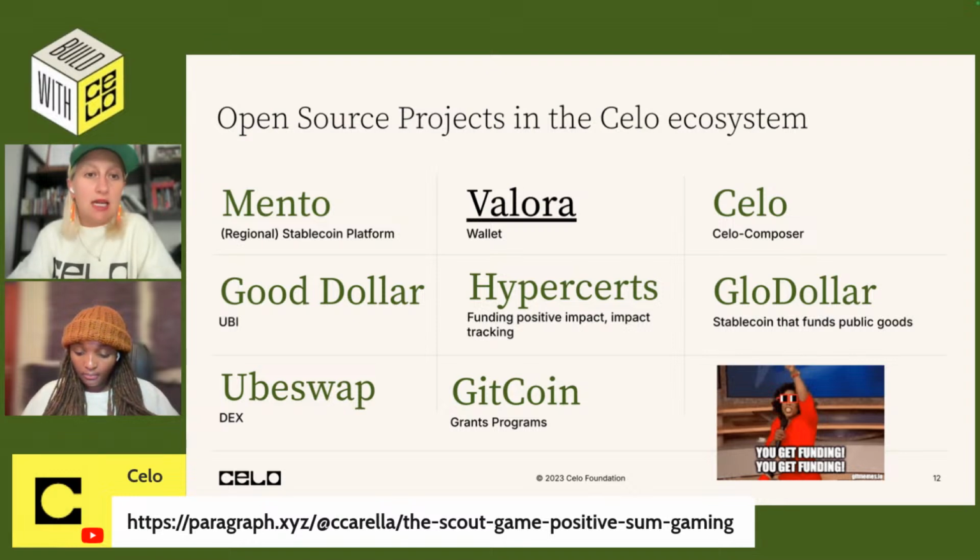Then we have Good Dollar, which is a UBI, Hypercerts that support impact tracking, Glow Dollar, a stablecoin for funding public goods. Then Uberswap, a Celo focused DEX, and Gitcoin, that probably most of you know, which provides grants programs. This program is running for 3 months.